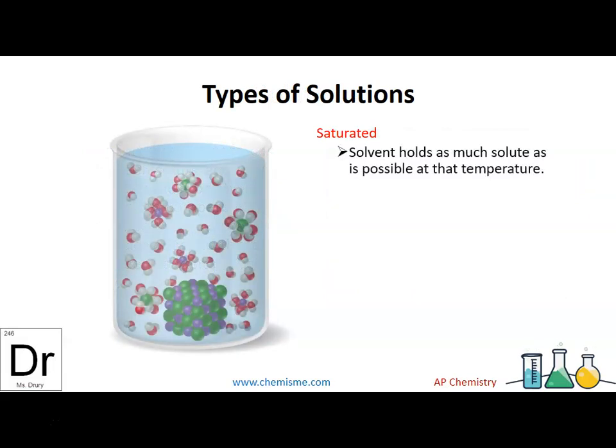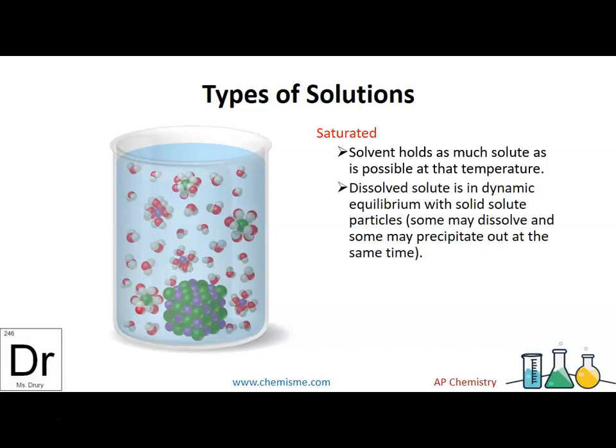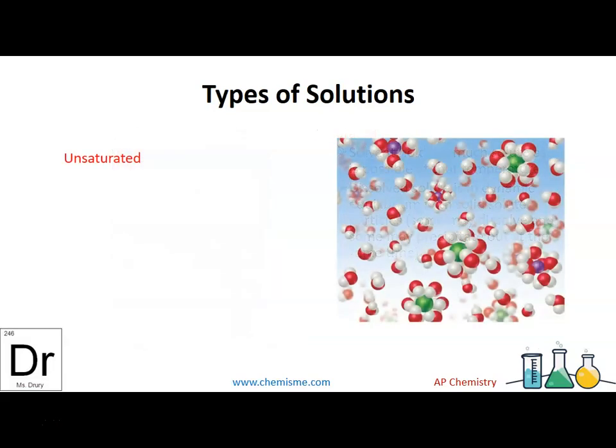Saturated is when a solvent holds as much solute as possible at that temperature. We should know that if you increase the temperature, it probably dissolves more, so we want to keep the temperature the same. The dissolved solute is in a dynamic equilibrium with the solid solute particles. Some may dissolve, while others will precipitate, but every time one dissolves, one other particle precipitates somewhere else in the solution. So it looks to the visible eye like nothing's really happening, but on a particle level, there's a lot changing. That's why we say dynamic, it's moving.